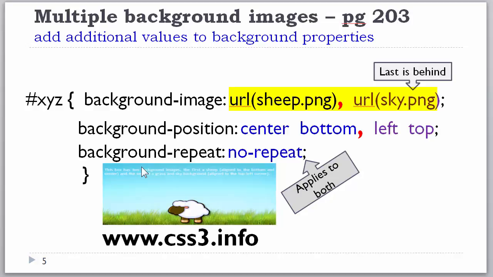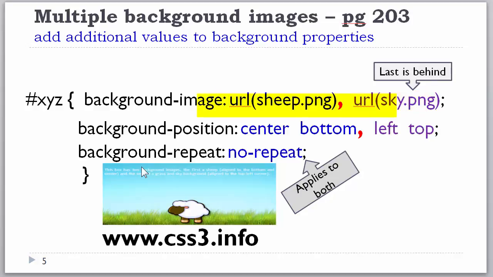And this is not limited to two. You can do 3, 4, etc. They are all comma separated. So for example, if you have two background images, and then you want to set some additional background properties, you would also need to set them for both images.